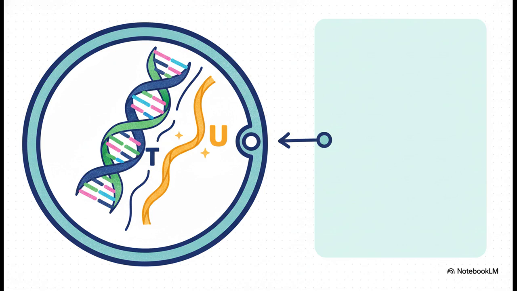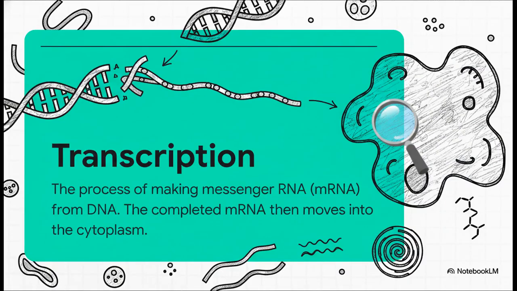This messenger is a slightly different molecule called RNA. Think of it like a quick, cheap photocopy. It's only a single strand, it uses a different kind of sugar, and it swaps out the letter T for a U, called uracil. Its whole job is to take one recipe out of the main library and carry it to the workshop. The process of making that RNA photocopy is called transcription.